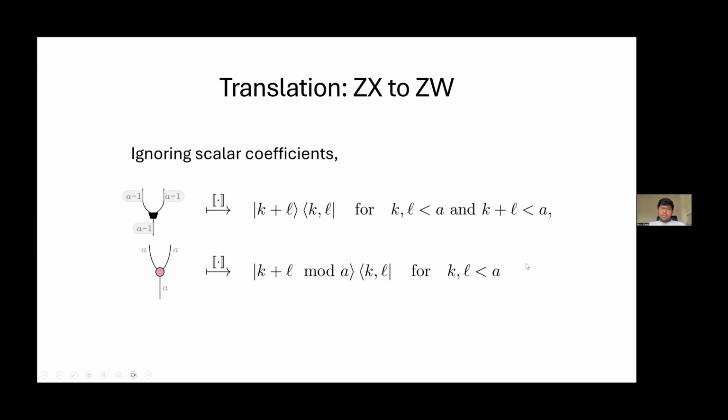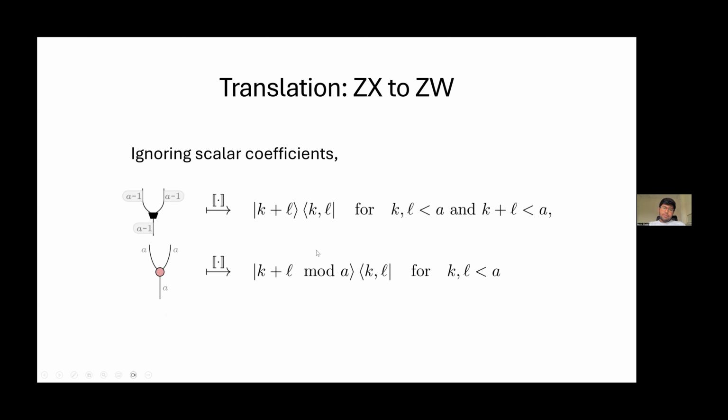And now for translating the X spider, that's the tricky part. But note that if I just ignore all the coefficients of the W and just look at what it does on the basis states, it's simply doing addition. So if I input k and l, I will get k plus l. On the other hand, the X spider is also doing addition, but it's doing addition modulo your dimension, so addition modulo A.